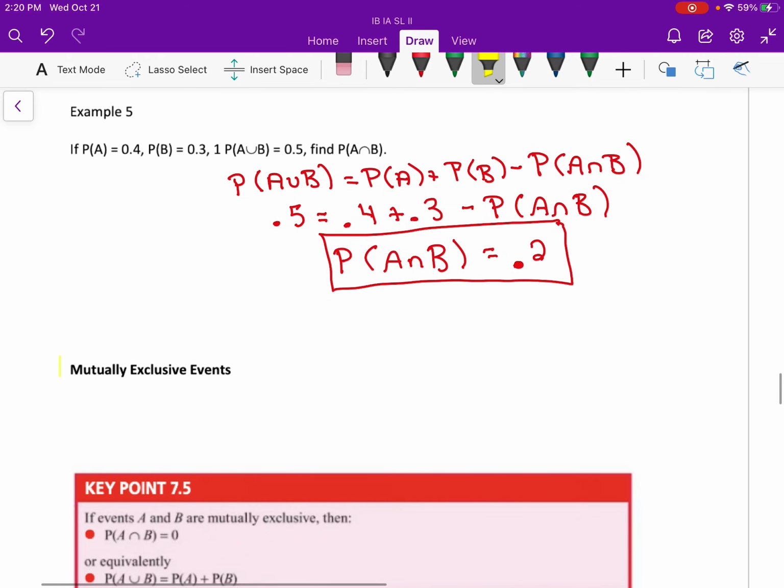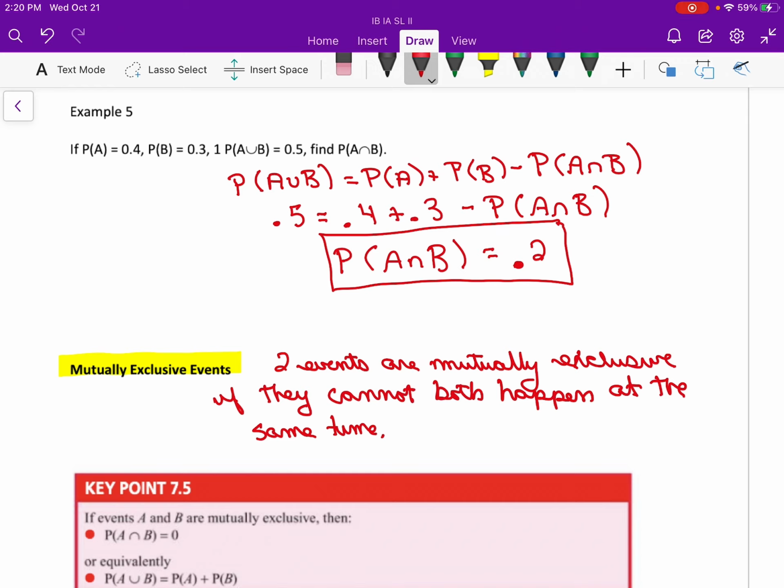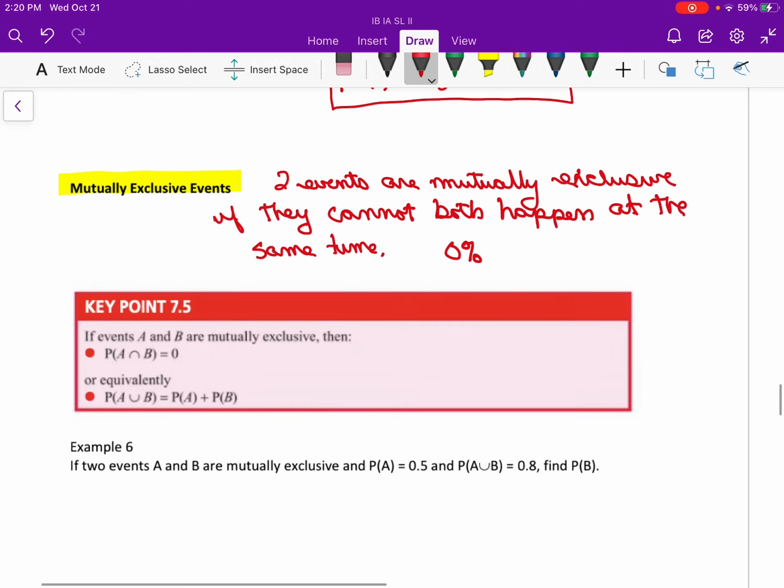All right, so overall, we're looking at combined events, okay? So the next thing we're gonna look at is mutually exclusive events. Let's just say it this way, 2 events are mutually exclusive if they cannot both happen at the same time. Okay, so the probability of 2 mutually exclusive events happening at the same time is 0%. They can't happen at the same time, so the probability of them happening at the same time is 0.